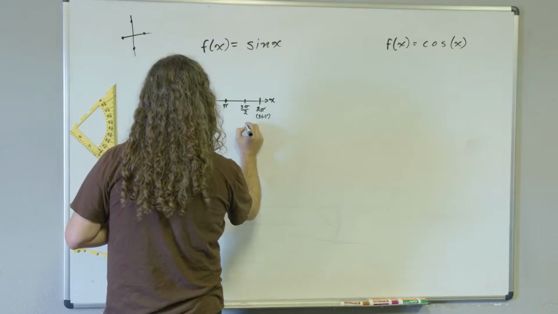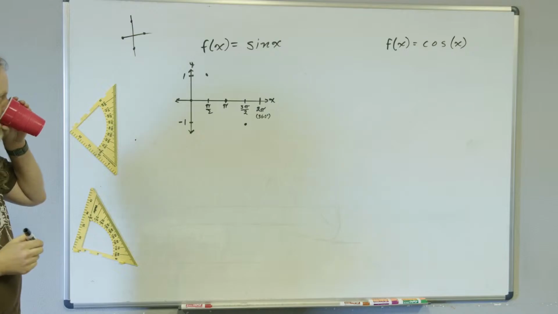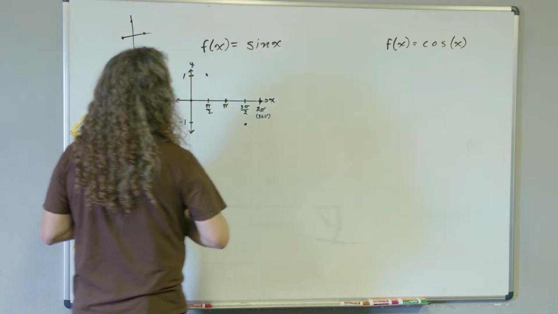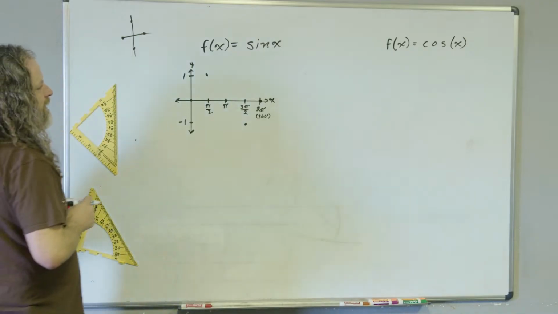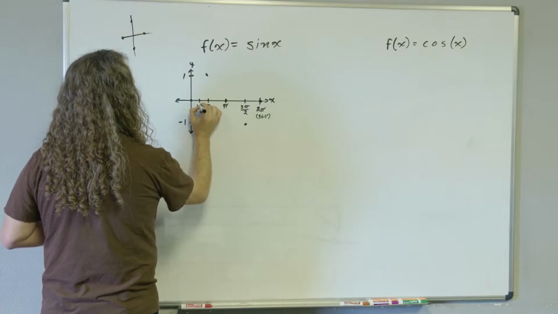What's the sign of 2 pi? 0. Let's get a bit more granularity on here. Is 0 negative or positive?